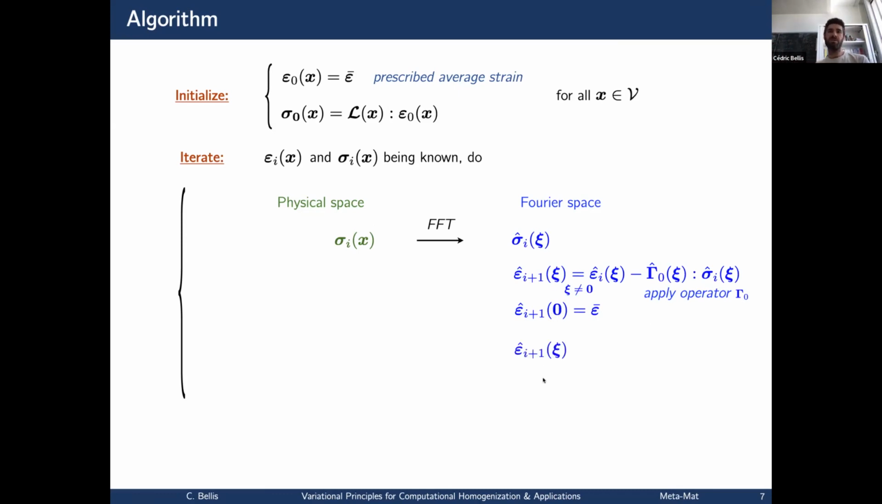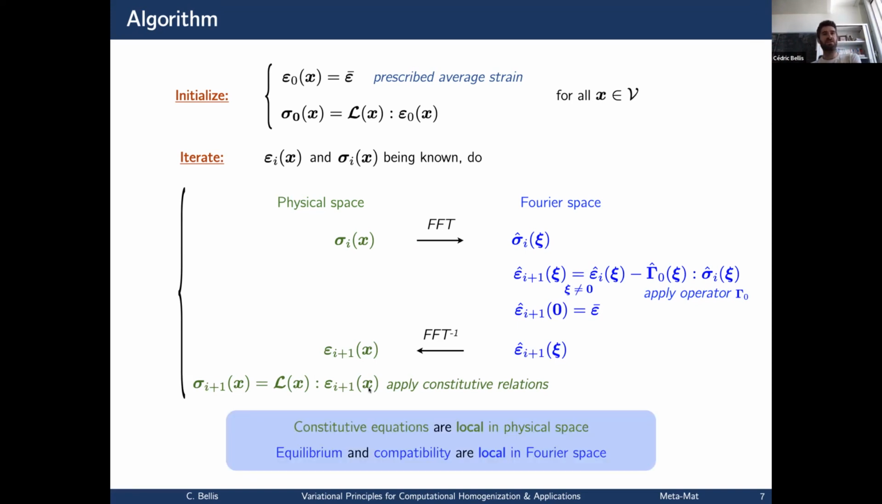Doing that, we end up with the strain at the next iteration, and go back to the physical space using an inverse Fourier transform. Once we are in the physical space, then and only then we apply the constitutive relation at each point. So we go back and forth between physical space and Fourier space using forward and inverse FFTs.